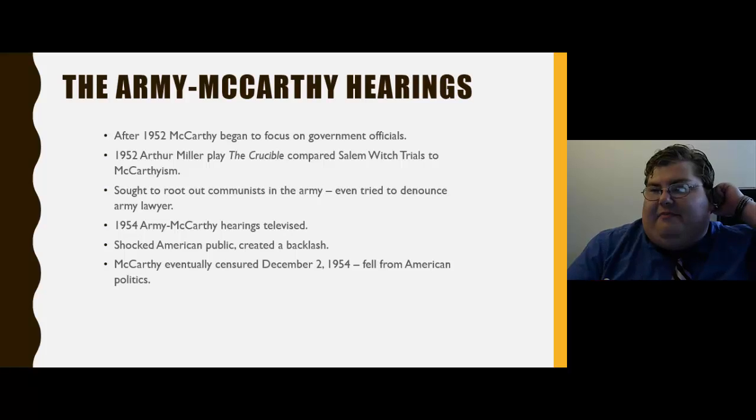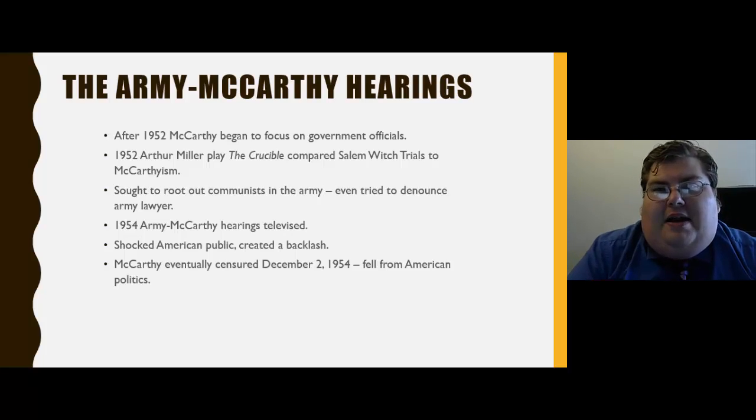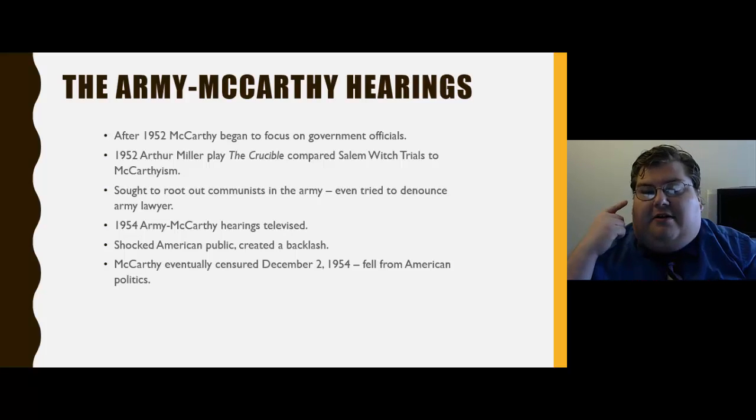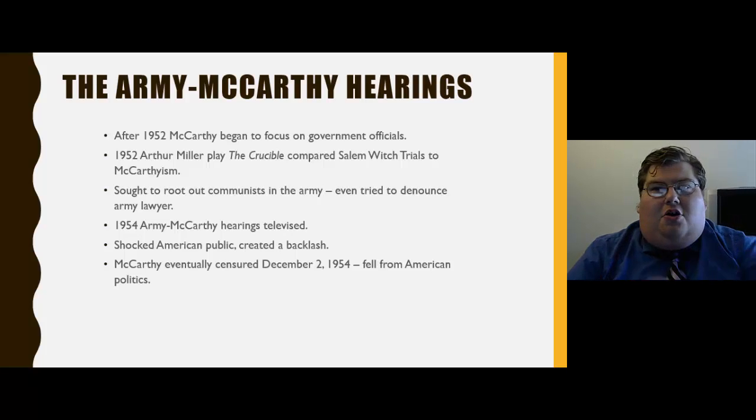But TV is a great medium. We'll talk about this fact when we get to the Civil Rights Movement. It's one thing to hear about it on the radio. It's one thing to read about it in the newspaper. It's another thing to see it live.